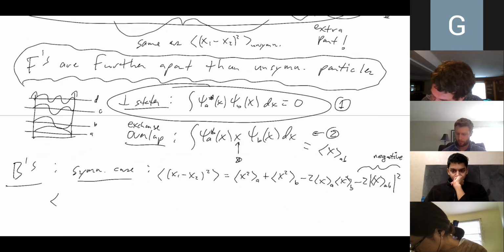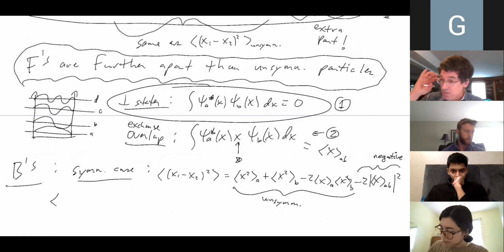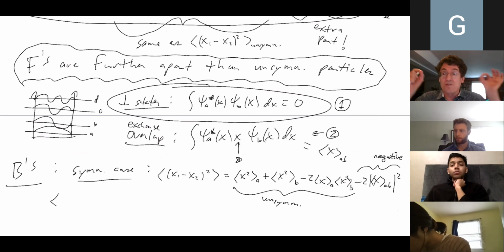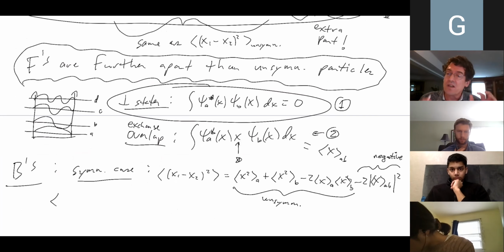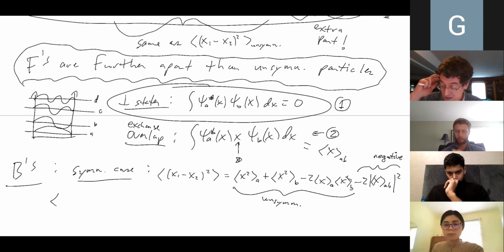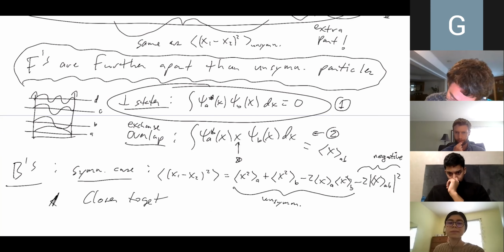Because you see that this is the result that we got for the unsymmetrized case. And so you can see that for the symmetric bosons, the two particles are closer than you would get for the unsymmetrized case. Whereas for the fermions, they're further apart. So the difference between fermions and bosons is quite different. The particles for the fermions are further apart, and for the bosons, they tend to be closer together.